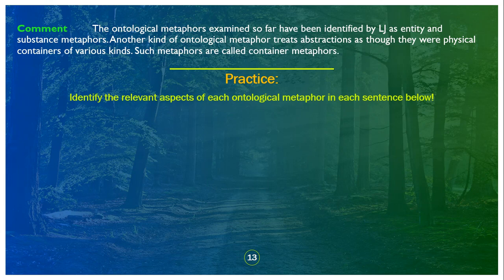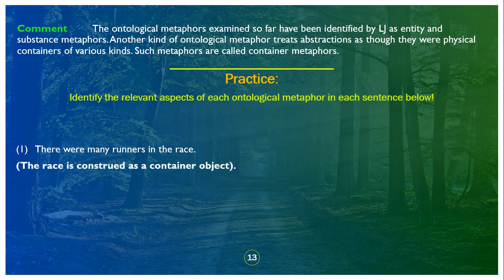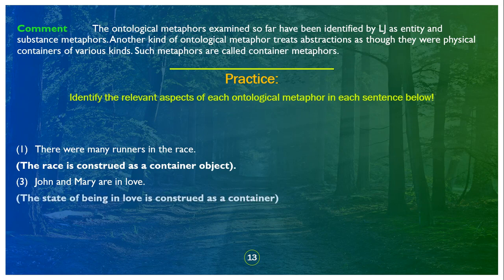Practice. Identify the relevant aspects of each ontological metaphor in each sentence below. Number 1, there were many runners in the race. The ontological metaphor is the race is construed as container object. Number 2, John and Mary are in love. The ontological metaphor is the state of being in love is construed as container.